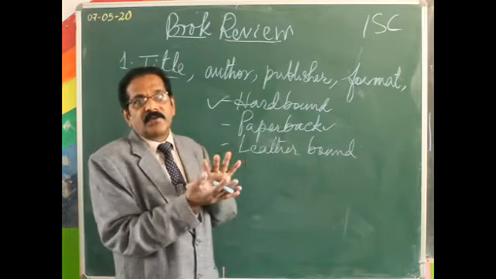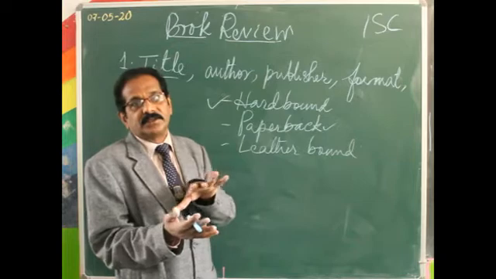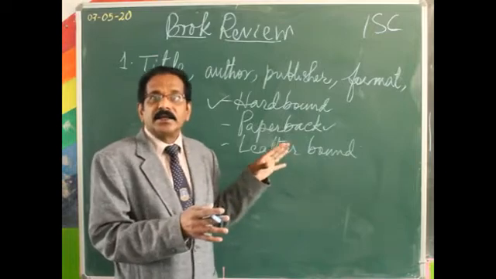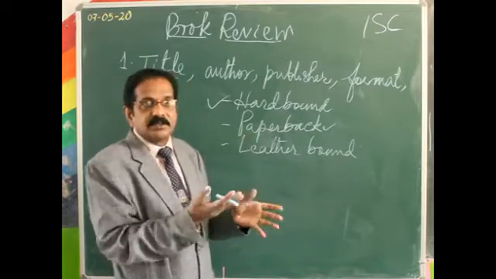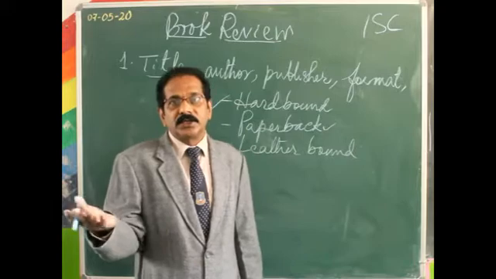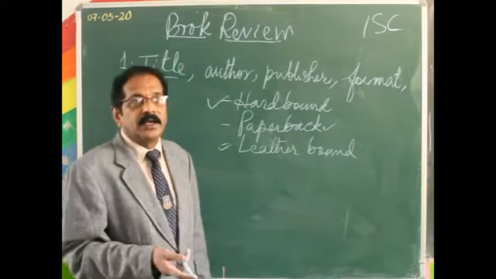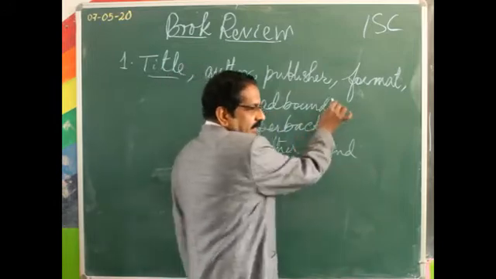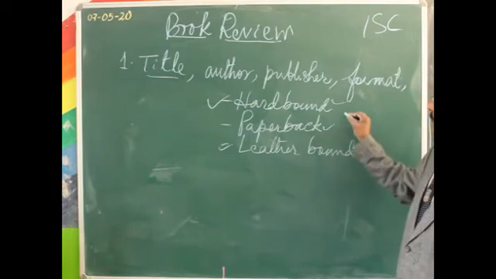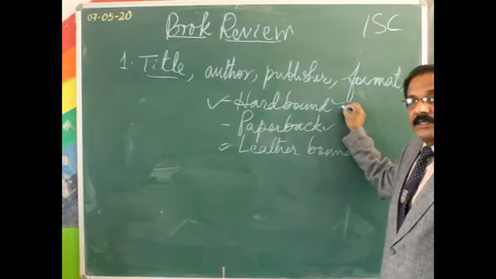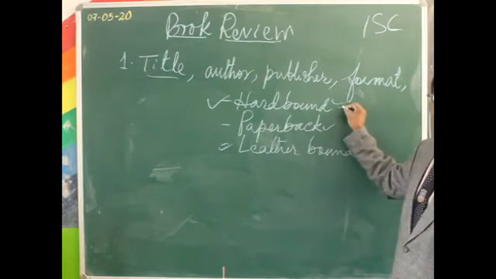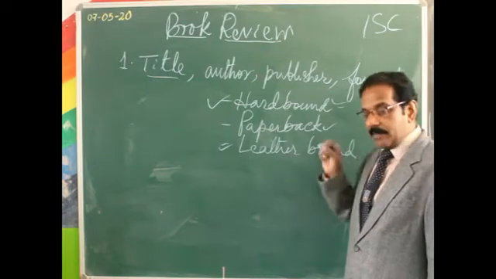So the cover pages, the front cover and the back cover, both are paper, slightly thicker than the pages. So it's a paperback. And then leatherbound is, instead of hardbound or a paperback, you use a leather casing, leather covering for the book. So these are the three formats. Depending on the format, the price will also vary. Leatherbound will be the most expensive, second hardbound, and the cheapest would be paperback.